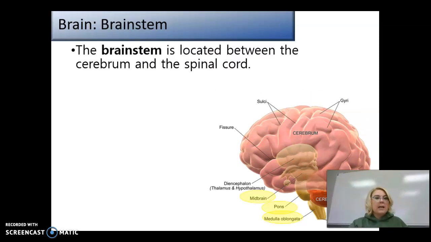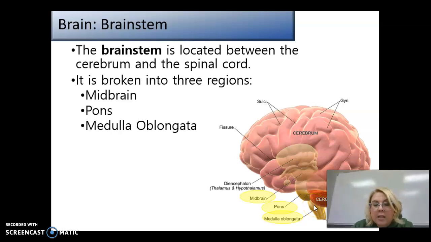Last portion today is the brainstem. The brainstem is located between the cerebrum and the spinal cord. It's this area right here, but it's actually broken up into 3 places, and that's what I want you to write into your notes. We have the midbrain, the pons, and the medulla oblongata, which is my favorite word in the nervous system, medulla oblongata.